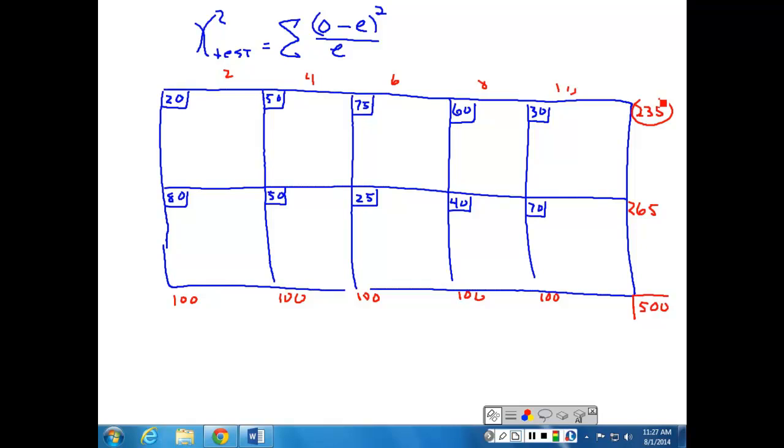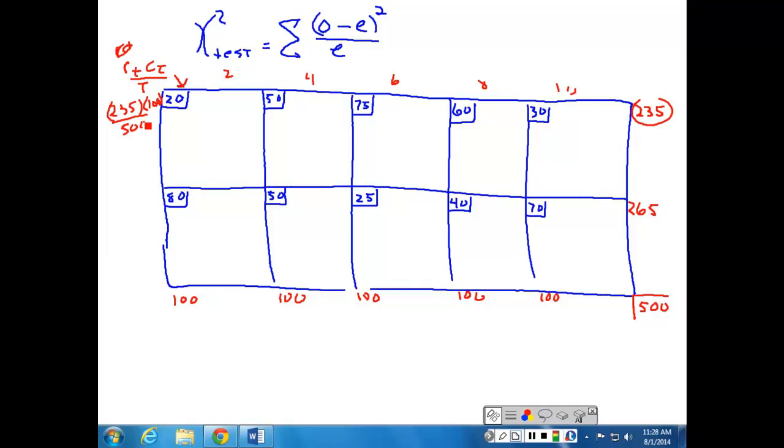The other thing you can do is you can take the row total times the column total divided by just the overall total for each cell. So like for this cell, you would have the row total 235 times the column total 100 divided by the overall total of 500. And so, let's see, I've lent my calculator here.